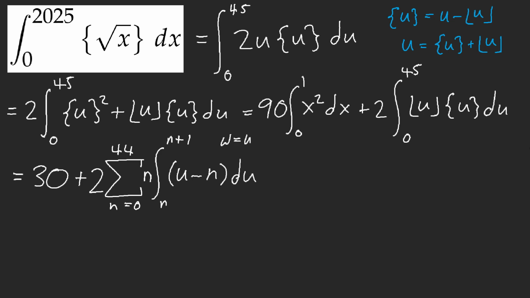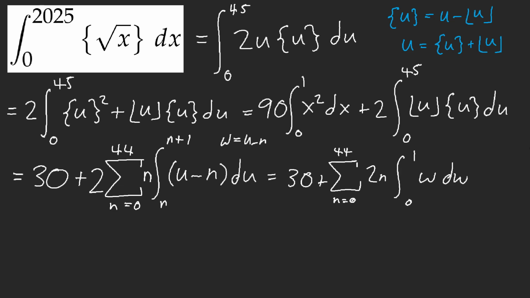Let w equal u minus n. What you literally have is 30 plus the sum, n equal to 0 to 44, of the integral from 0 to 1 of w dw. That's literally it. If you let w equal u minus n, your bound just goes to 0 to 1, because that's how fractional parts work. It's periodic from 0 to 1.